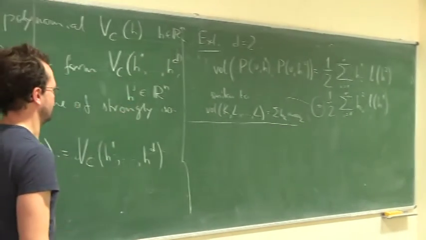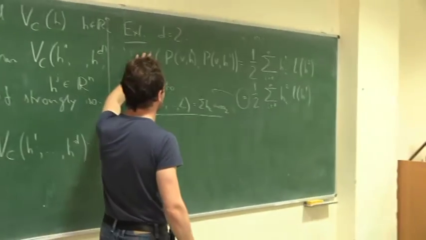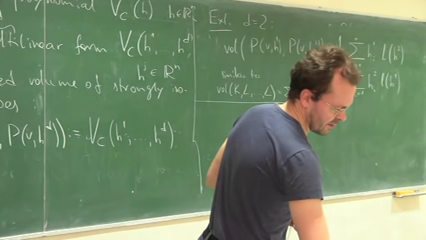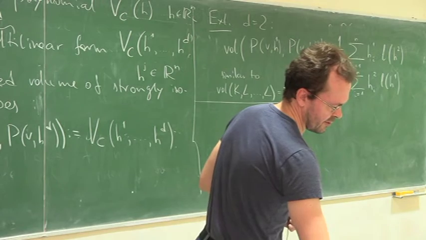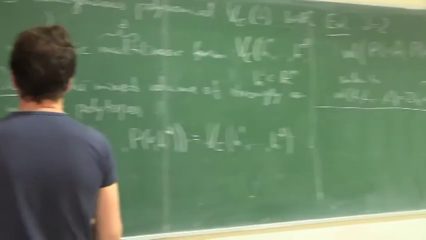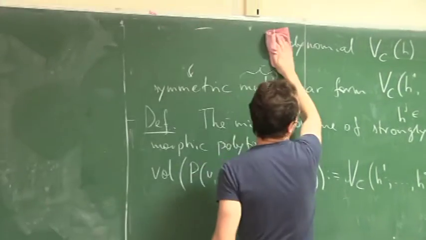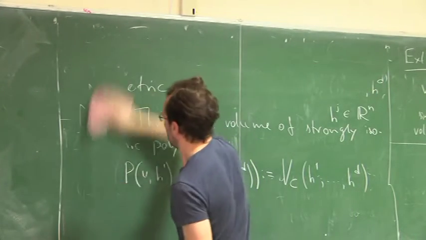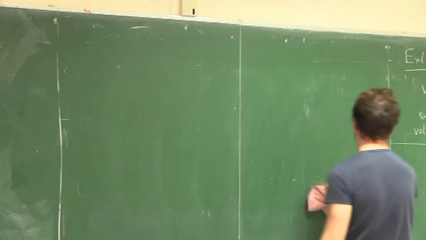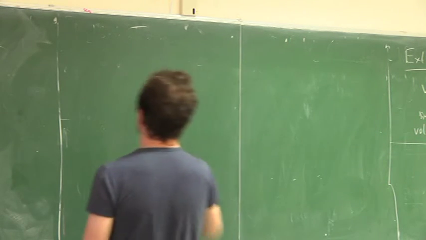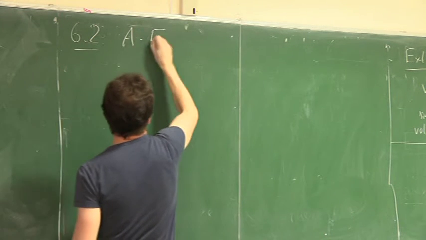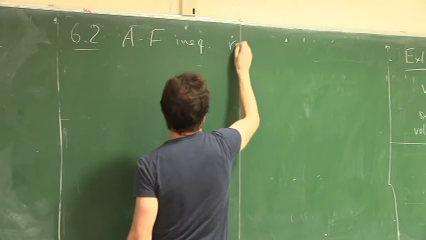So that is something that must be proved here, but if one proves it, then the formula for the mixed area is like that. Good, so now let us look again at the Alexander-Fenchel inequality, 6.2. We visited it before.